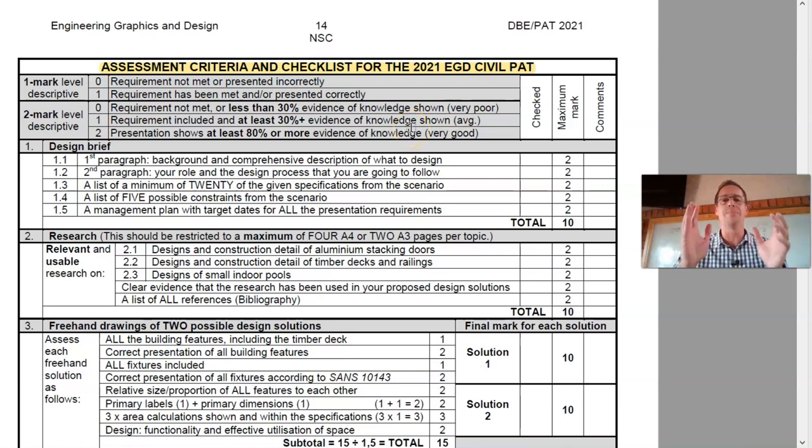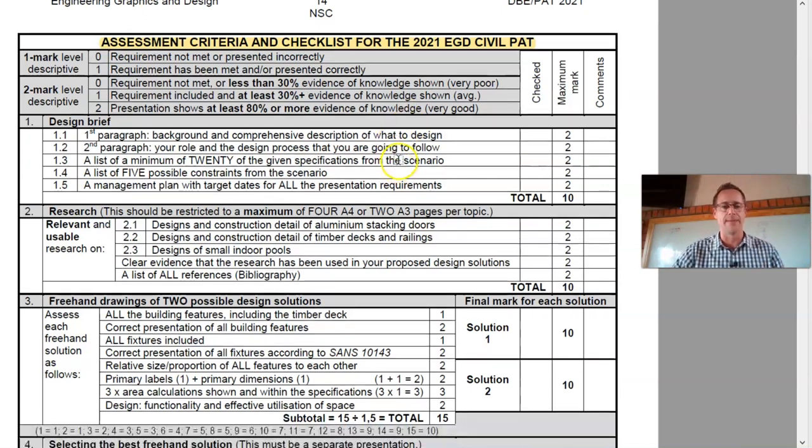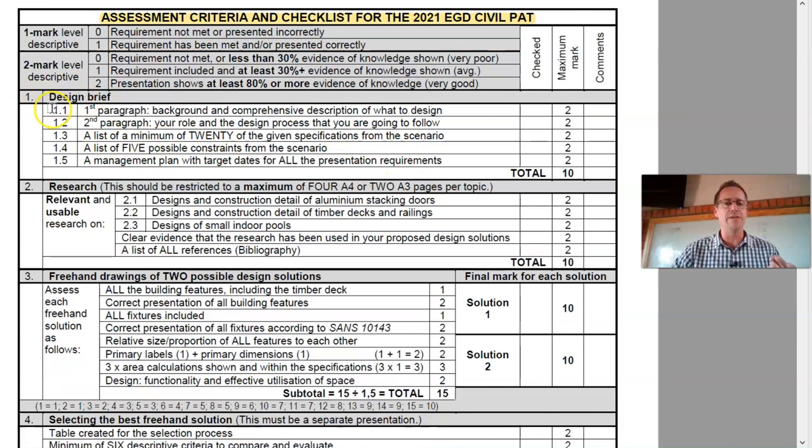This is how you're going to be assessed on your PAT, which counts 25% of your year mark for EGD. So you really cannot not pay attention. You need to give it your utmost in this time. Here you can see the design brief is made up of 5 different components. Each one weighs 2 marks, which gives you a total of 10 marks.